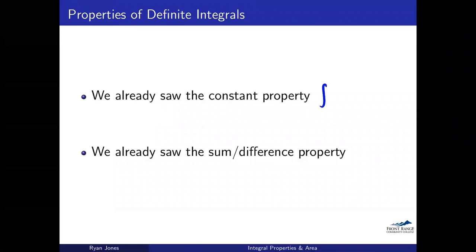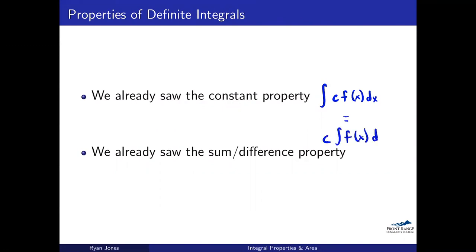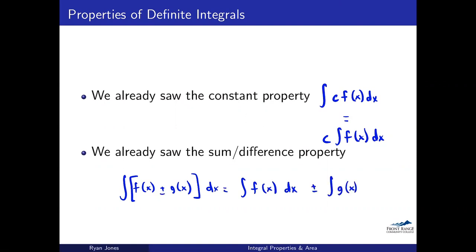And so we saw that if we had a constant times a function and we were taking an integral of that, you could pull the constant out front and that would still work out. And so that's the constant property. And then we had the sum and difference property, which was that if you add f of x plus g of x, let's go ahead and put that in some parentheses, you could split that up into two different integrals here. And it could be plus or minus. So we have these two properties.